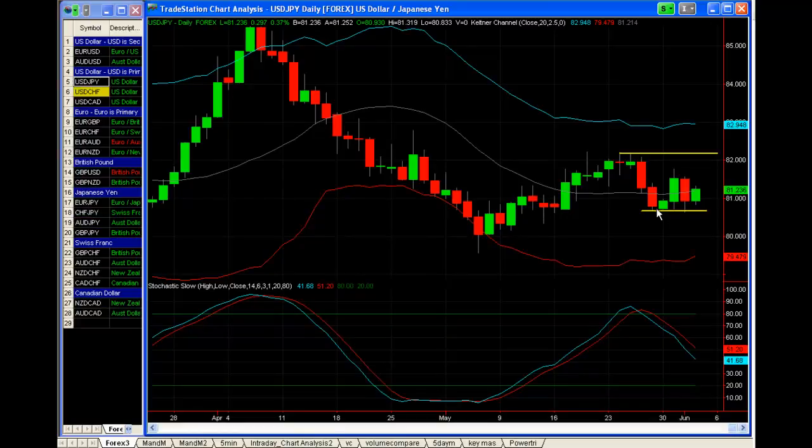Here is the yen, okay? And you can see the yen has been holding these lows here for now. Don't really have a pattern yet. It's right on the moving average, so this is kind of trading down to an equilibrium level here.